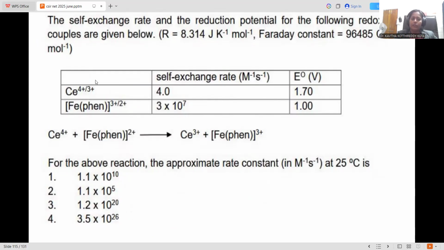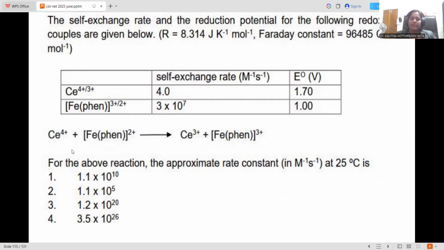Cerium is going to shift from +4 to +3, from higher oxidation state to lower oxidation state, so obviously it is a reduction process. The self-exchange rate value is provided as 4.0, whose standard electrode potential is 1.70 volts. If iron is taken, iron +3 is converted to +2, and the self-exchange rate will be 3 into 10 to the power 7, and whose standard electrode potential value is indicated as 1.